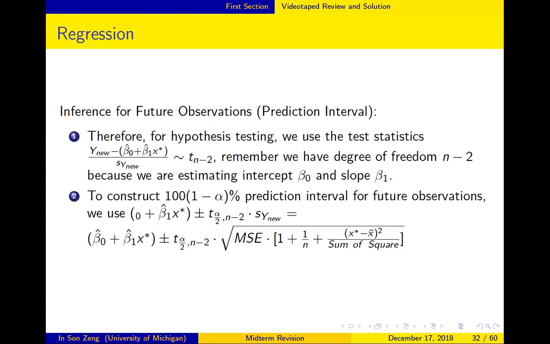To construct the percentage prediction interval for future observations, we typically have beta 0 hat plus beta 1 hat x star plus or minus t with n minus 2 degrees of freedom at alpha over 2 level times s of y new, which equals beta 0 hat plus beta 1 hat x star plus or minus t with n minus 2 degrees of freedom at alpha over 2 times the square root of MSE times 1 plus 1 over n plus the new value x star minus the mean value x bar squared over the sum of squares.